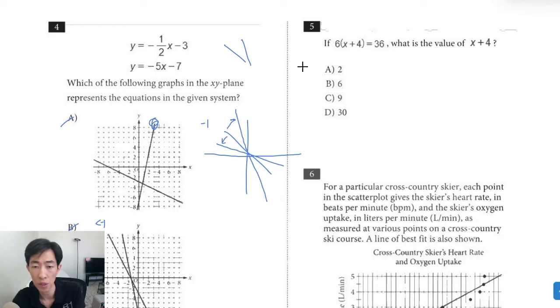Question 5, blah, blah, blah. What is the value of x plus 4? So this is a type of problem where you could solve for x, but it's actually easier to just see this as the answer. In other words, when I look at this problem, I'm seeing a times b equals 36. So if I want to solve for b, all I'm going to do is divide by 6 on both sides. That's going to leave me with x plus 4 equals 6. And since x plus 4 is what they want, that's the answer.